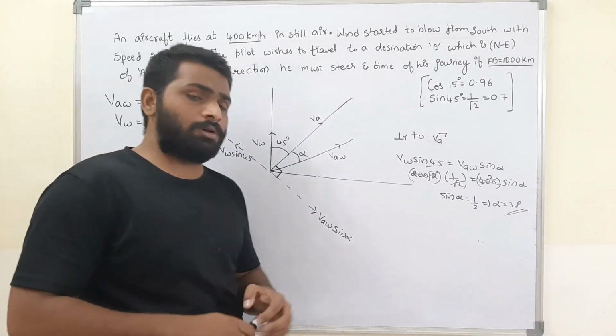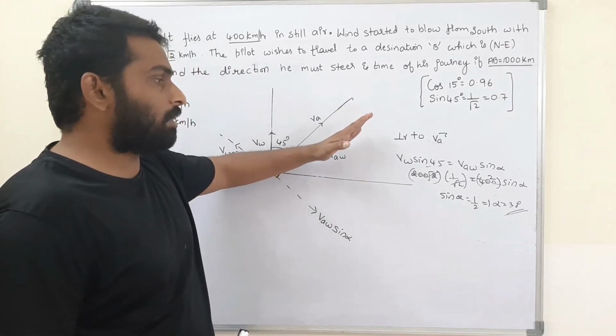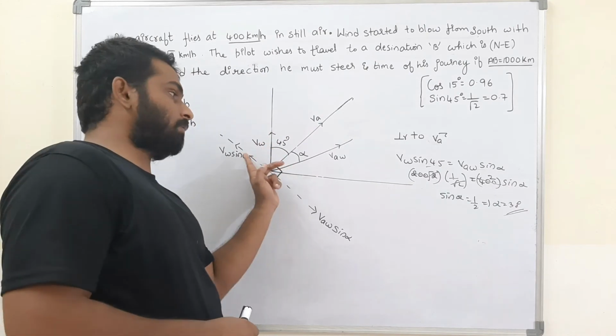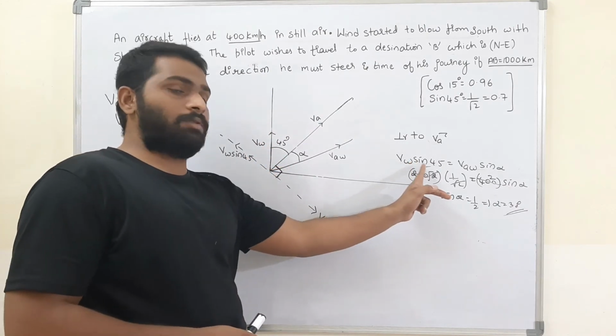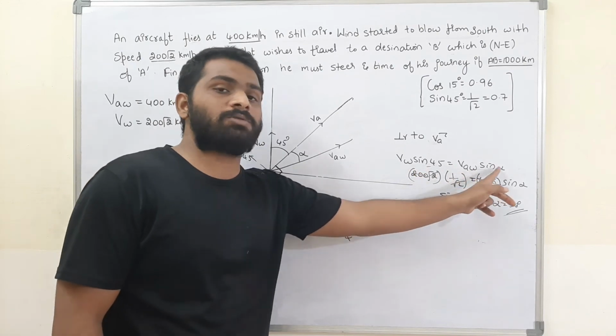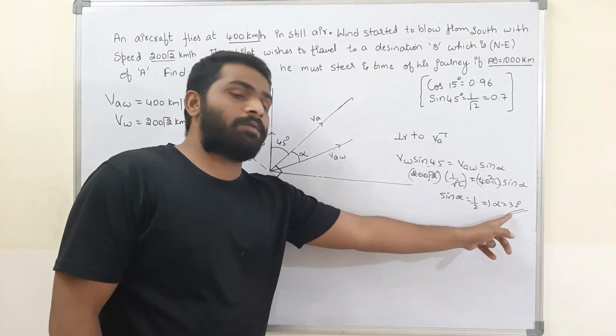I think it's very simple only for advanced students. Resolve the VAW along perpendicular and this VW along perpendicular. The sum of these two must be 0. Therefore, if the sum is 0, that means the magnitudes must be the same. That means VW sin 45 must be equal to VAW sin alpha. Keep the values, you get alpha is 30 degrees.